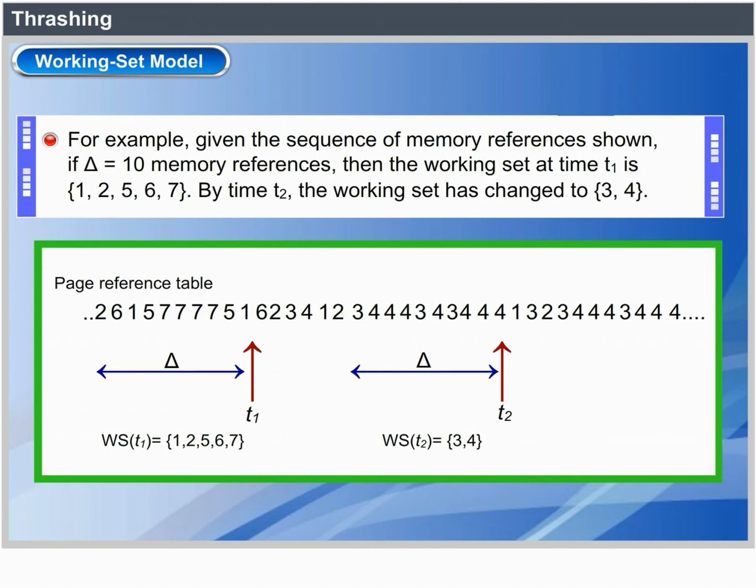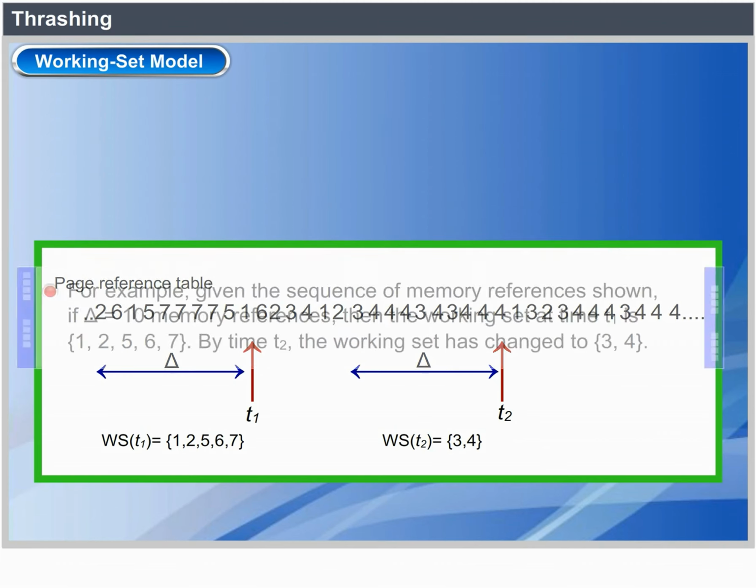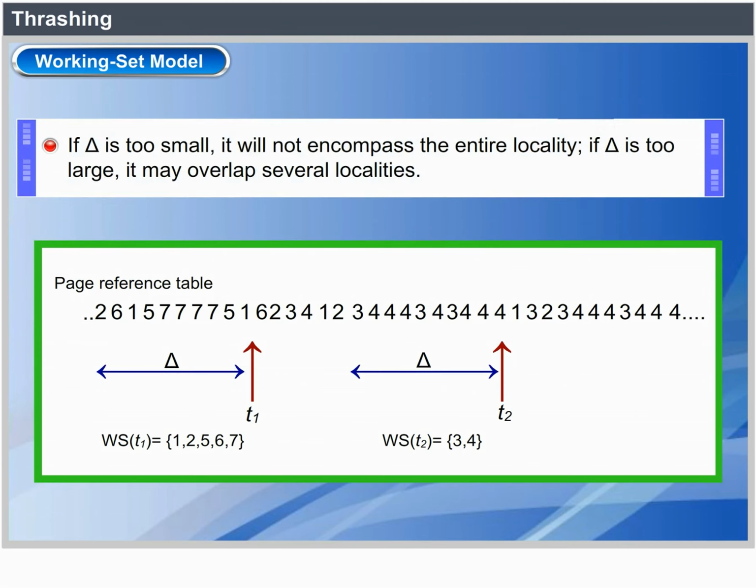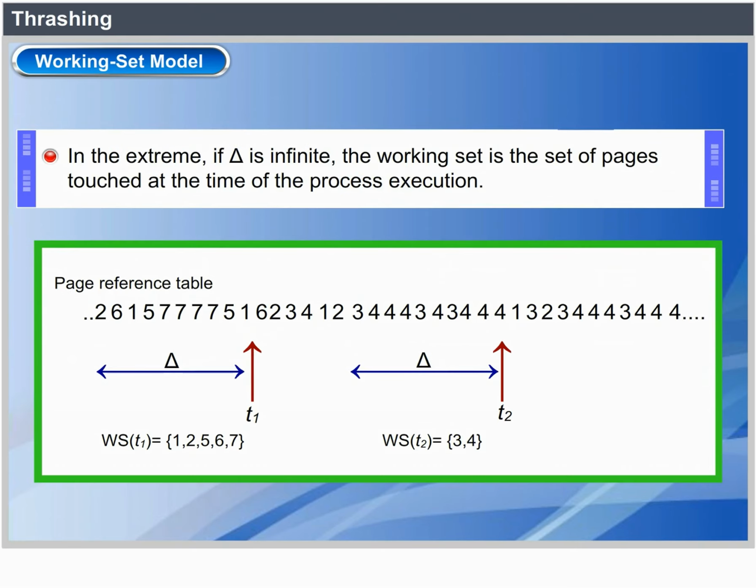The accuracy of the working set depends on the selection of delta. If delta is too small, it will not encompass the entire locality. If delta is too large, it may overlap several localities. In the extreme, if delta is infinite, the working set is the set of pages touched during the process execution. The most important property of the working set, then, is its size.